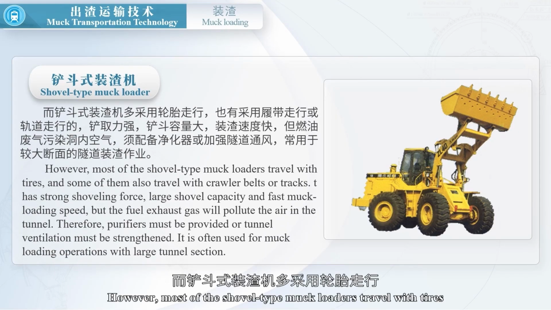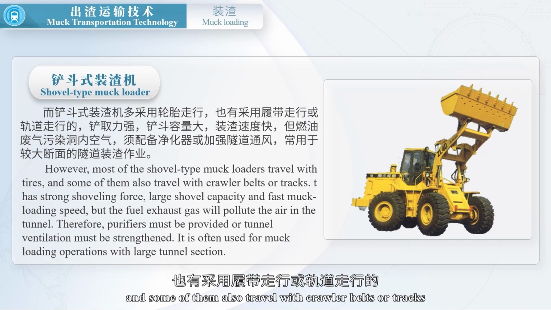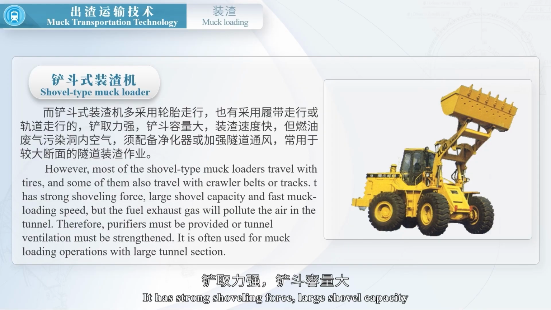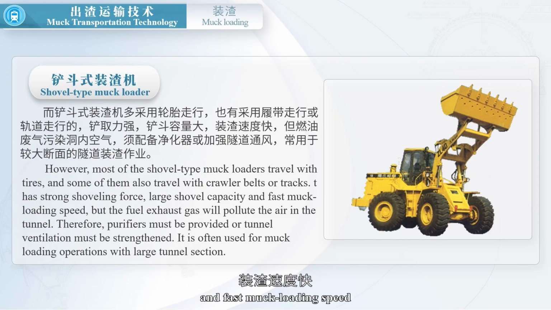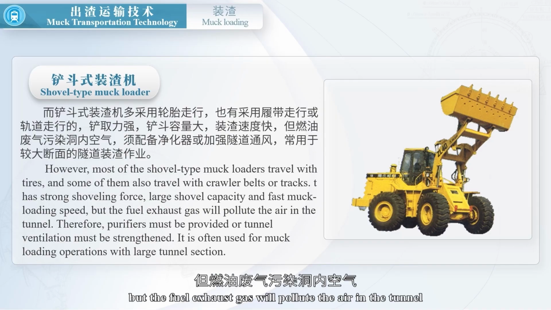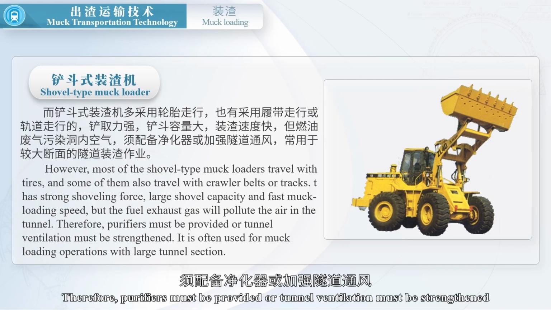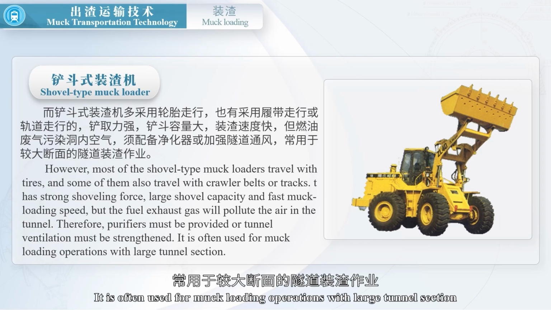However, most of the shovel-type muck loaders travel with tires, and some of them also travel with crawler belts or tracks. It has strong shoveling force, large shovel capacity, and fast muck loading speed, but the fuel exhaust gas will pollute the air in the tunnel. Therefore, purifiers must be provided or tunnel ventilation must be strengthened. It is often used for muck loading operations with large tunnel section.